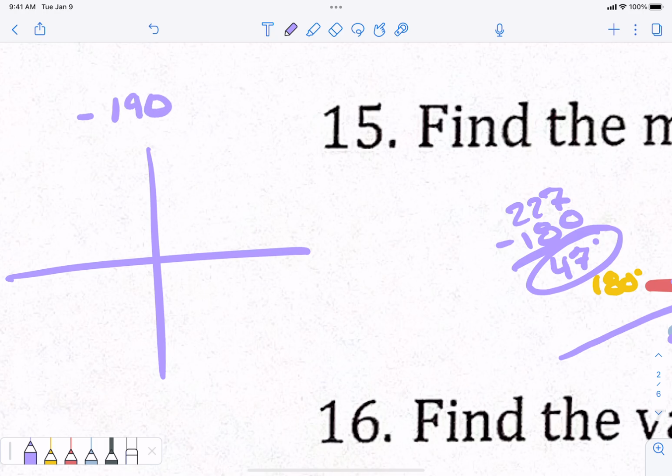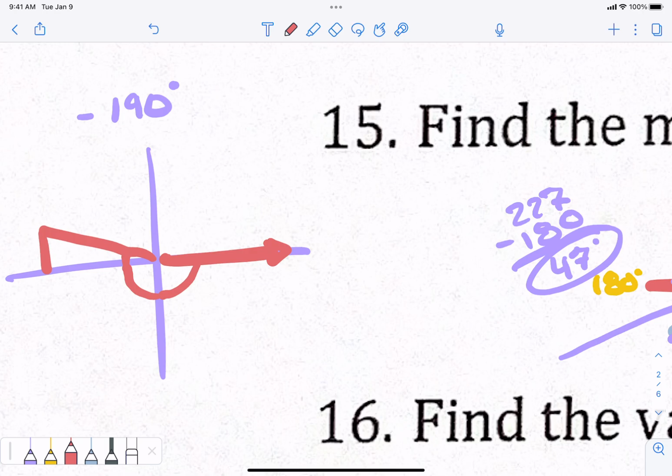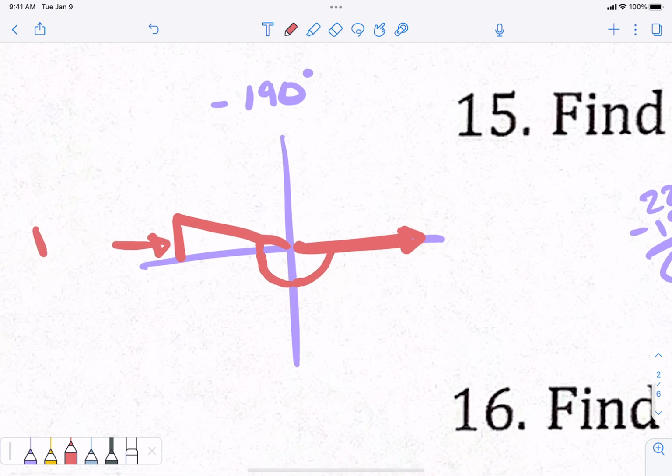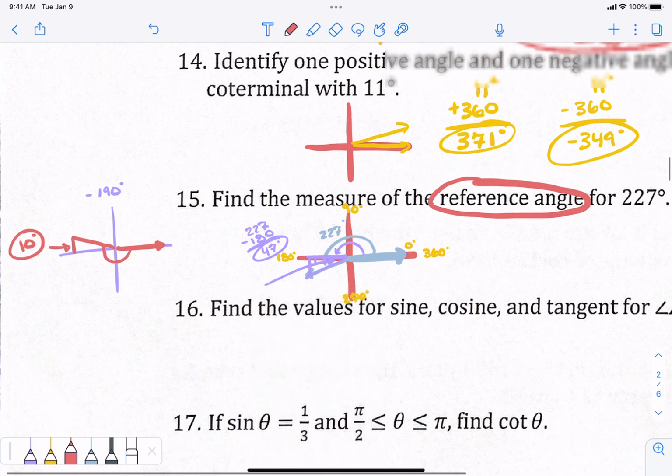You don't have to write this down, but let's say we had negative 190 degrees. What quadrant would negative 190 be? It would be in quadrant 2. This is negative 90, negative 180, so negative 190 would be right here. What would the reference angle for that one be? Is it 10 or negative 10? It's just 10. Reference angles are only positive. So even if I give you a negative angle, your reference angle will be positive. If you want to write that down, you can, but you don't have to. Make sense? Good.